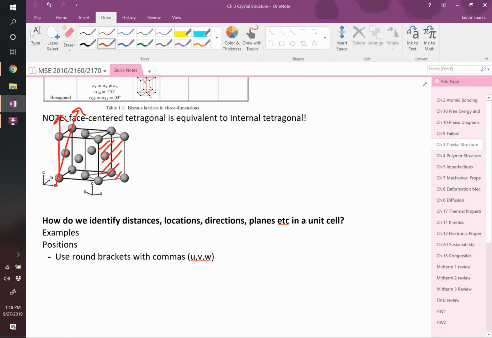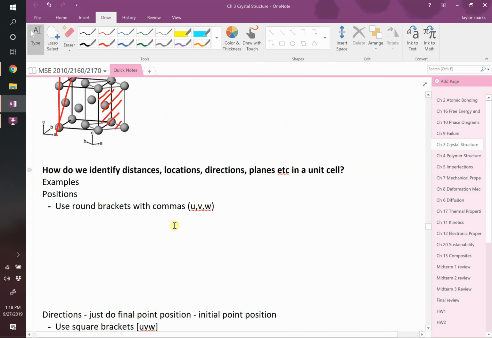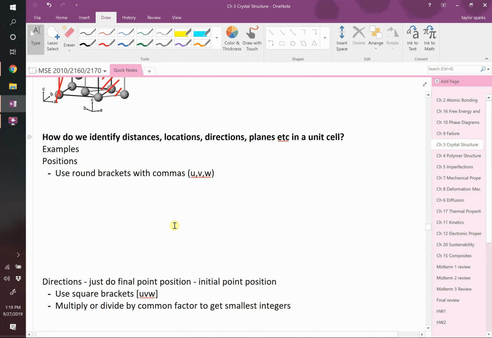And the convention is Miller indices, okay? Here's how it works. Let's start with positions. When you're talking about a position, if you want to pinpoint a specific atom or point or an interstitial or whatever in the lattice, then it's round parentheses, UVW are the 3 values. Those are going to be between 0 and 1, so these are fractional coordinates, okay?